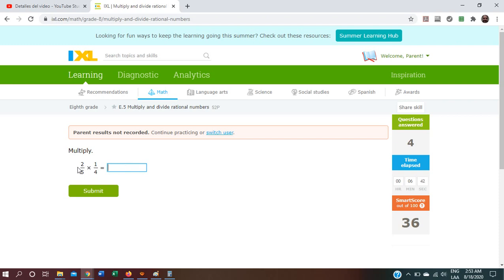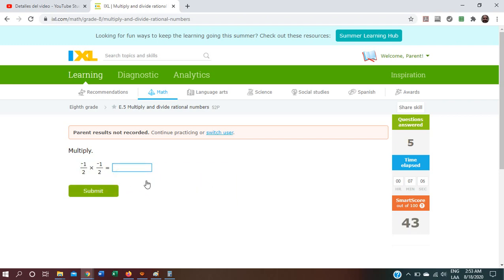Multiplication, both positive, so the answer is going to be positive. 2 times 1 equals 2, 5 times 4 equals 20, so it can be reduced by dividing by 2. So 2 divided by 2 equals 1, 20 divided by 2 equals 10. So this is our final answer. We submit it, and that's right.